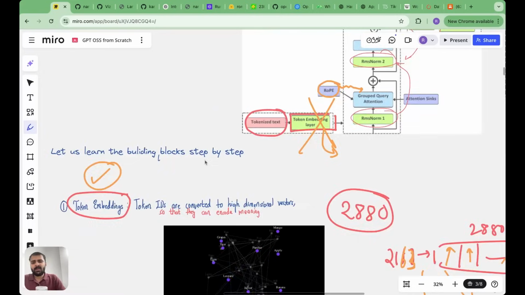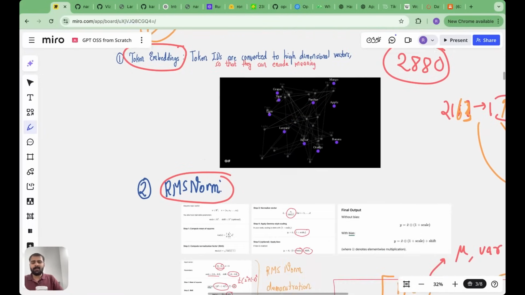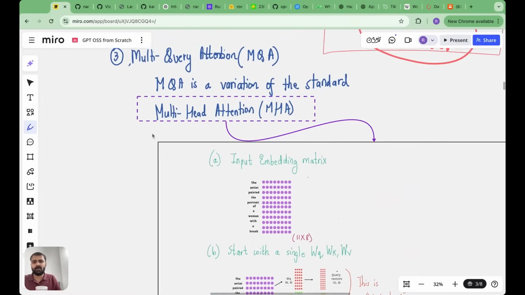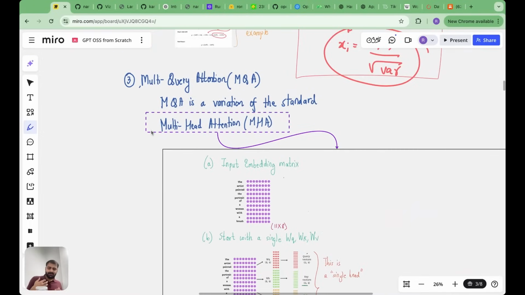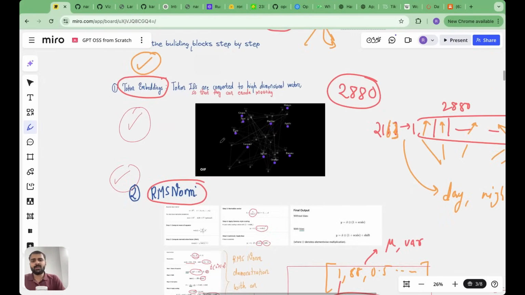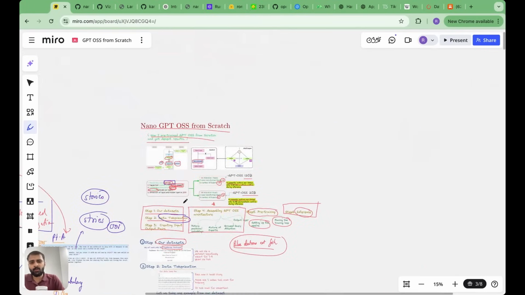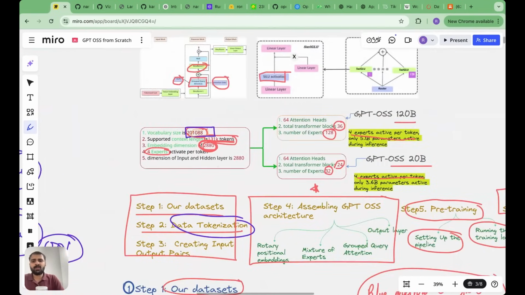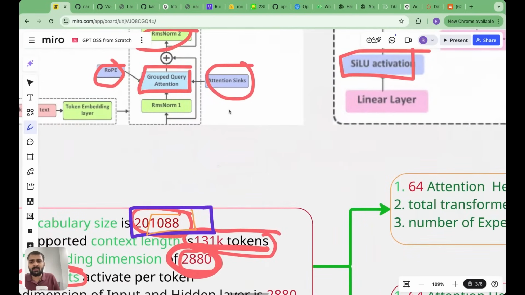So with this, we have finished two steps, the token embeddings and the RMS normalization. Now let's come to the third step, which is equally important, and that is multi-query attention or grouped query attention. GPT-OSS actually used grouped query attention, and they used a ratio of 8 is to 1. I'll actually explain what that means.